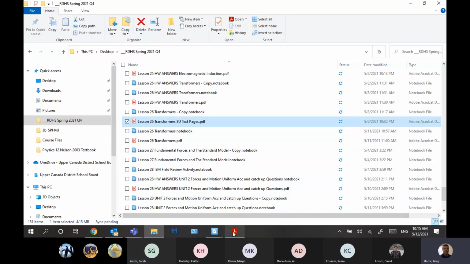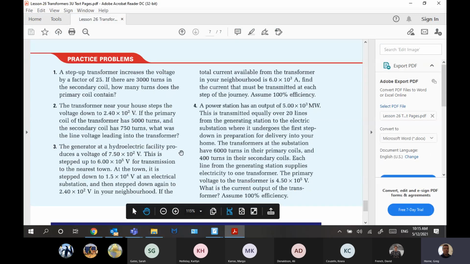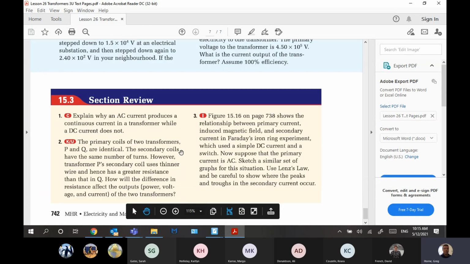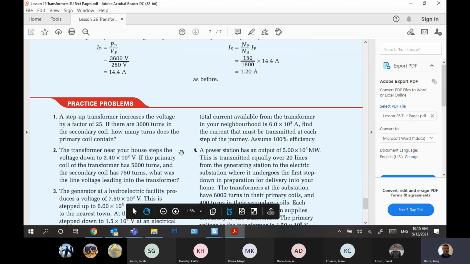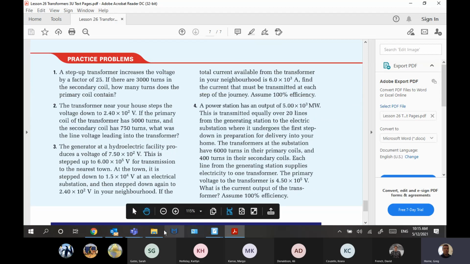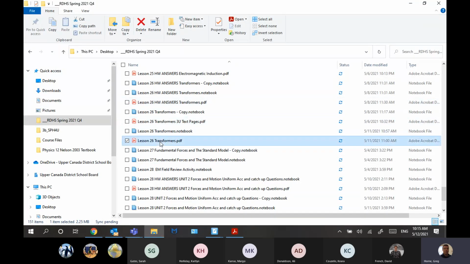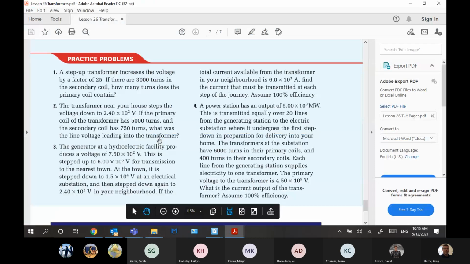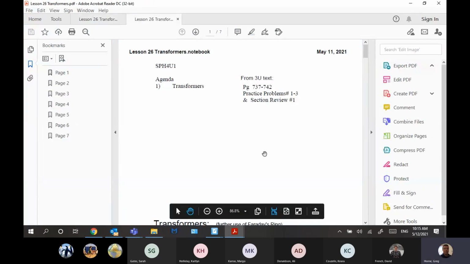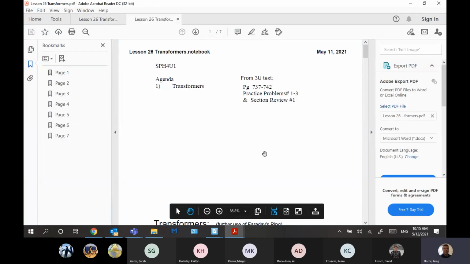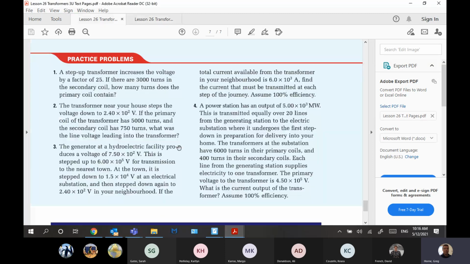This textbook has that confusing thing where it has two sets of 1 to 3, right? There's section review 1 to 3, and then there's practice problems 1 to 3. So let me just load up the actual lesson here, which is this one. And it does say practice problems 1 to 3, and then section review 1, number 1. So I tried to be clear there about which one. So practice problems 1 to 3.